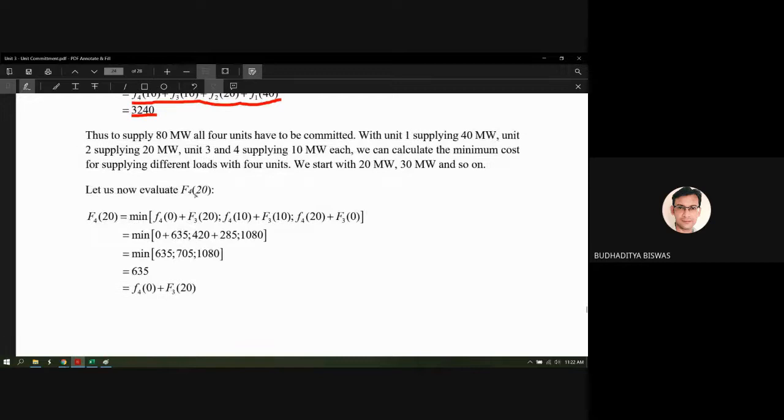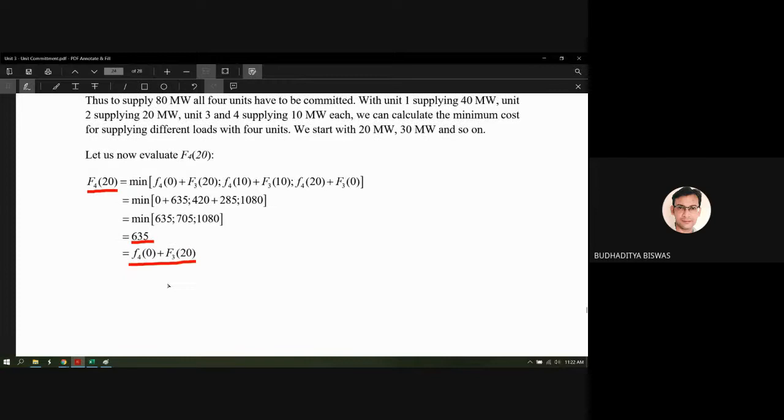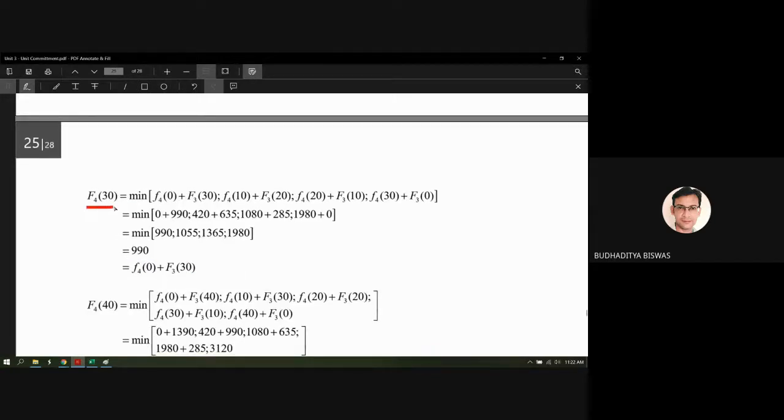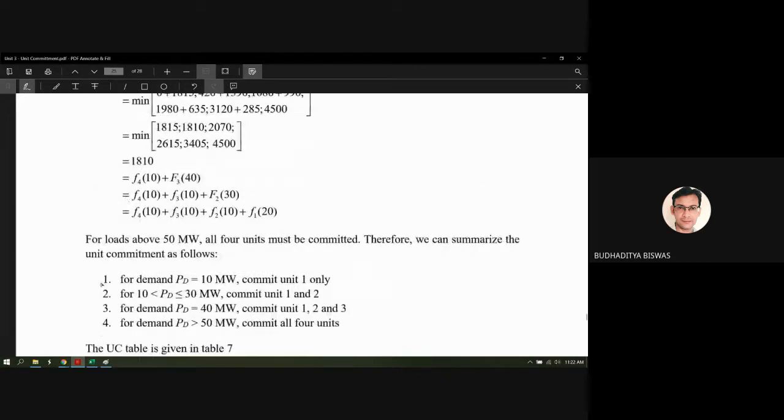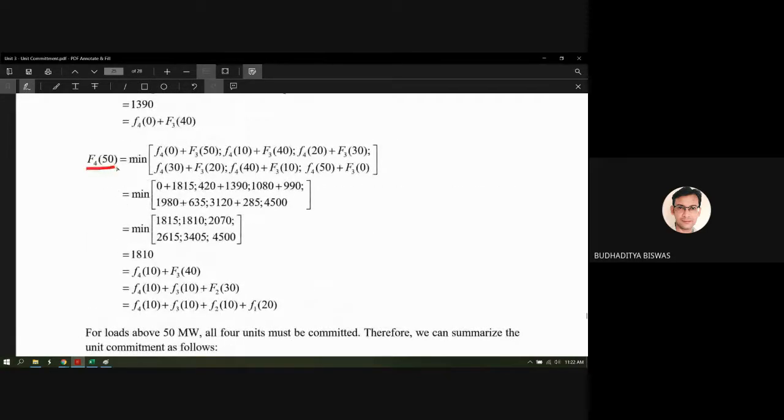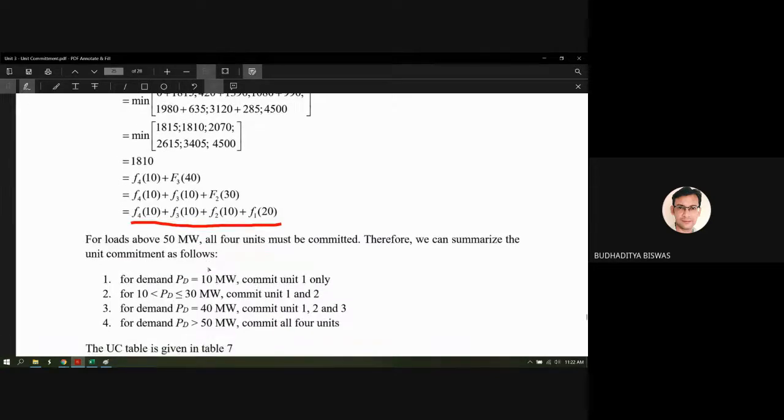Let us calculate for F420. So for F420, again we need to calculate it according to this one. And it's coming 635. This is the condition. Then F330, F440. So F450 obviously. In F450 we see that all the 4 units should be committed. So from this discussion, we must find out the unit commitment table.